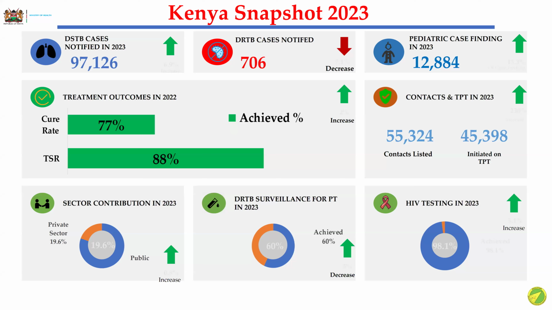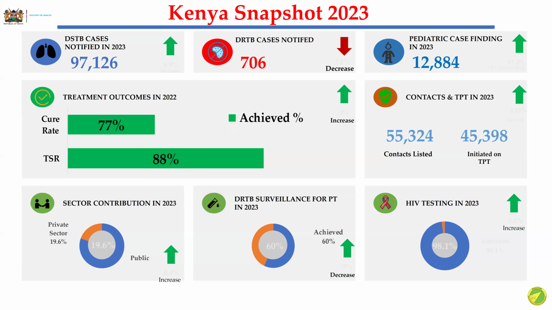And the sector contribution, you can see private sector 19.6%. And the main one is the public, which was giving us at least the other percentage, which is over 89 point something percent. Yeah? And then you can see the contacts on TPT in 2023. Contacts listed was 55,324. And then those who were initiated on TPT was 45,398. And then the HIV testing in 2023, there was an increase of 98.1%.